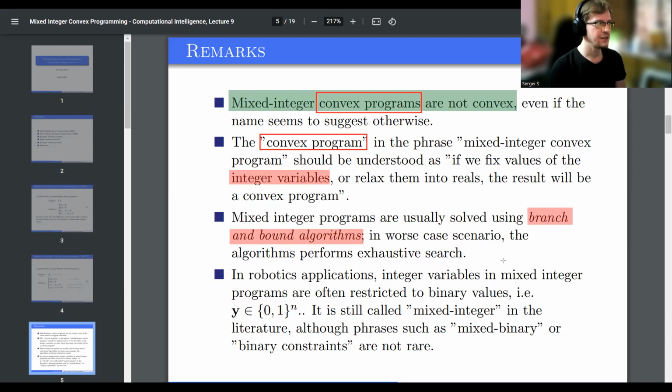Don't mistake a mixed integer problem for general nonlinear optimization. They are quite different in behavior. All right, good. But in the worst case scenario, mixed integer will perform exhaustive search. In the worst case scenario, it will be just trying all the possible values of integer variables until it succeeds to find the best one.